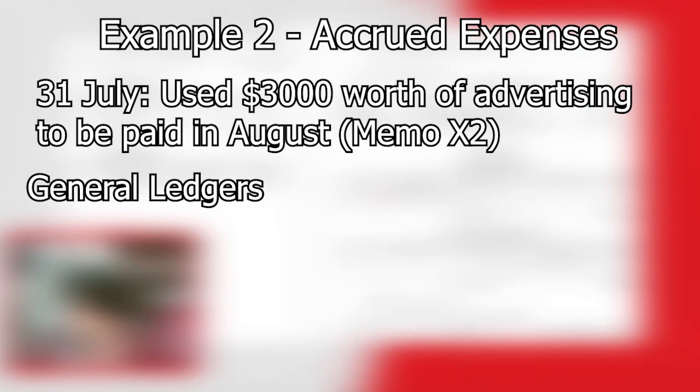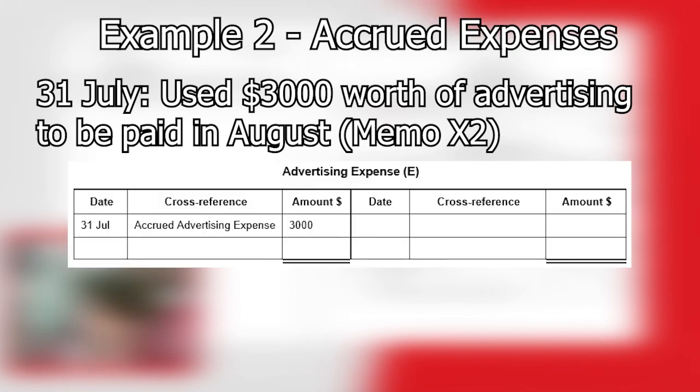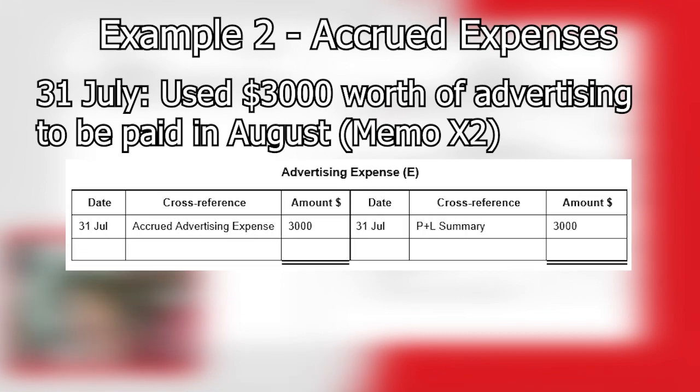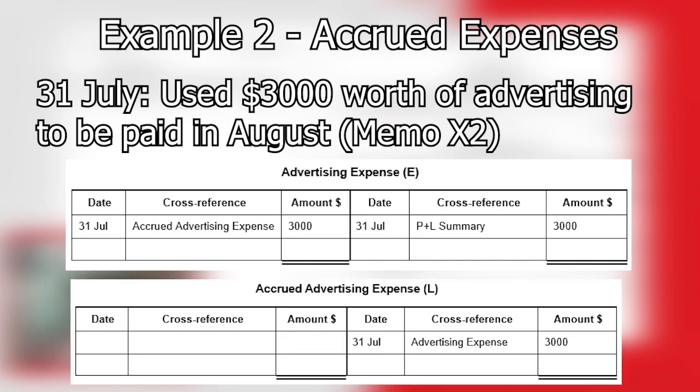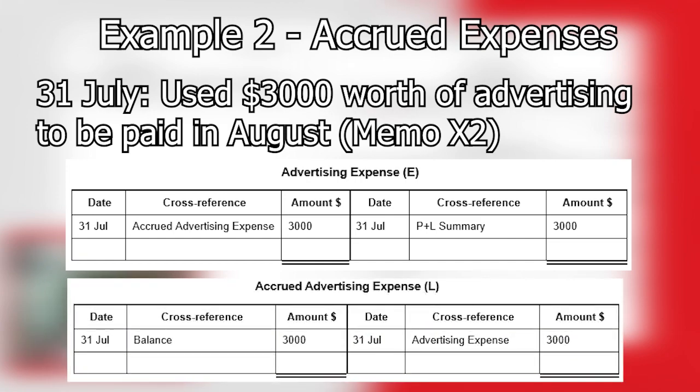And in the general ledger, we can see very much advertising expense, accrued advertising expense 3,000, and this is how it would look if you closed it, the P&L summary again on that credit side. And the accrued advertising expense liability, 31st of July, advertising expense on the credit side, and then on the debit side, when we close it off, we'll balance it just to ensure that we carry forward a credit balance for the following month.